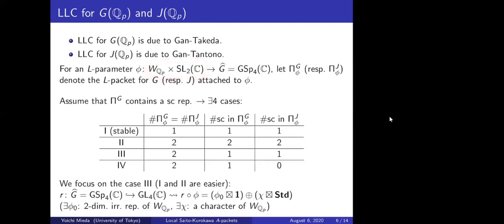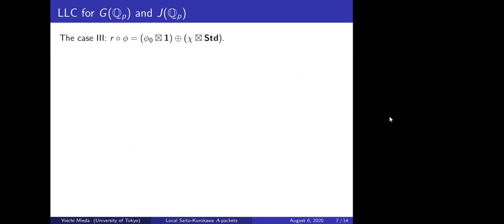Then the composite of this φ and this embedding can be regarded as a four-dimensional representation of this W_{Q_p} × SL2(C). And if we are in case three, then this representation is equal to the sum of two-dimensional representations, where this φ_0 is a two-dimensional irreducible representation of the Weil group, and this χ is a character of the Weil group. And this Std is the standard representation of SL2(C). So these are two-dimensional irreducible representations of the Weil–Deligne group, and this parameter, regarded as a four-dimensional representation, is the direct sum of these two irreducible representations. So this is the shape of the L-parameter φ.